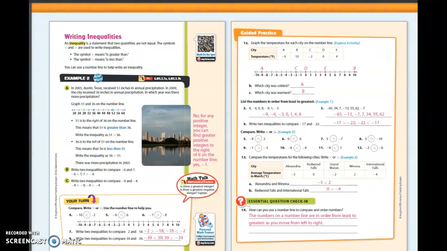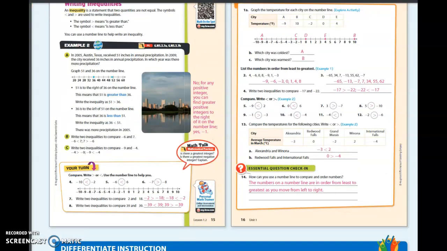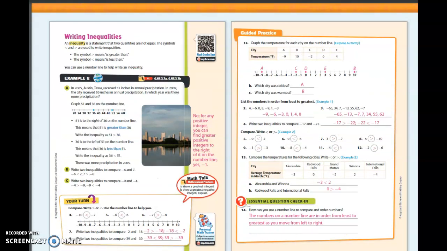Okay, the next one that I want to go over is going to be the next two pages where students did practice. So this would have been on page 15 and page 16. Page 15 begins talking about writing inequalities. And specifically, an inequality is a statement that two quantities are not equal. The symbols greater than and less than are used to write inequalities. So that symbol greater than kind of looks like that open alligator mouth. It's always going to be open bigger towards the thing that is larger.